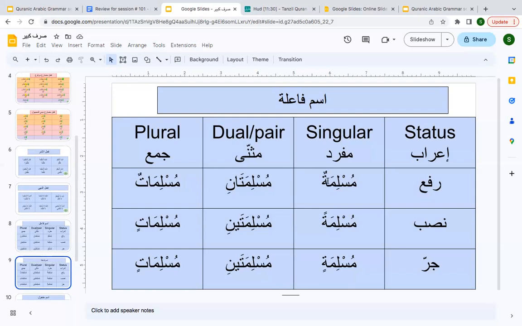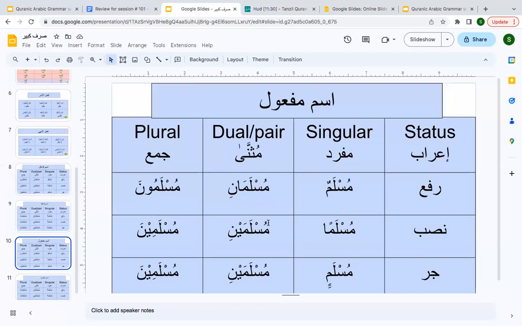9 more words. So from ism fa'il and fa'ilatun, you got a total of 18 words. You can see it on my screen. Muslimatun, muslimatan, muslimatin, muslimatani, muslimataini, muslimatun, muslimatin. Got it? Then comes your ism maf'ul.